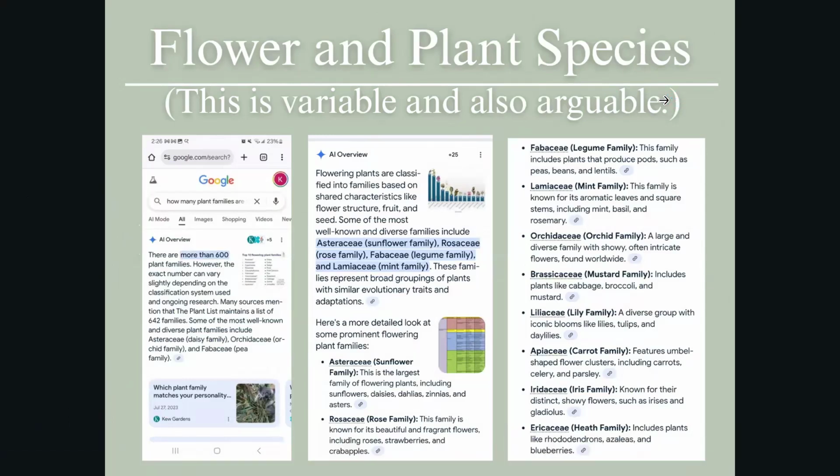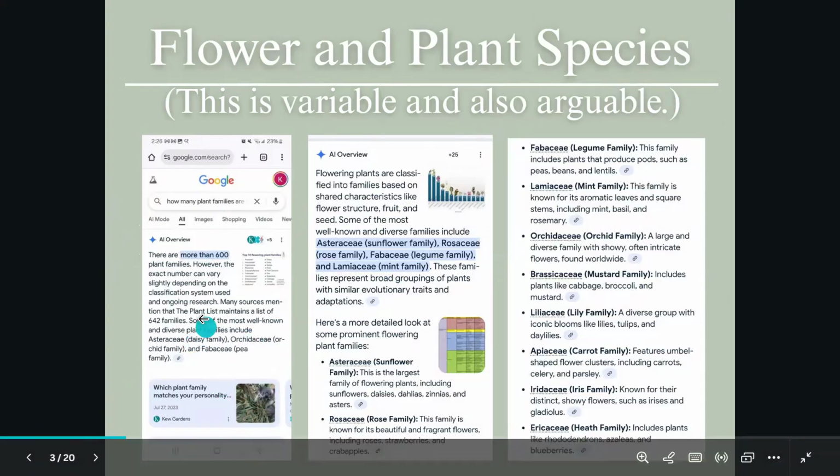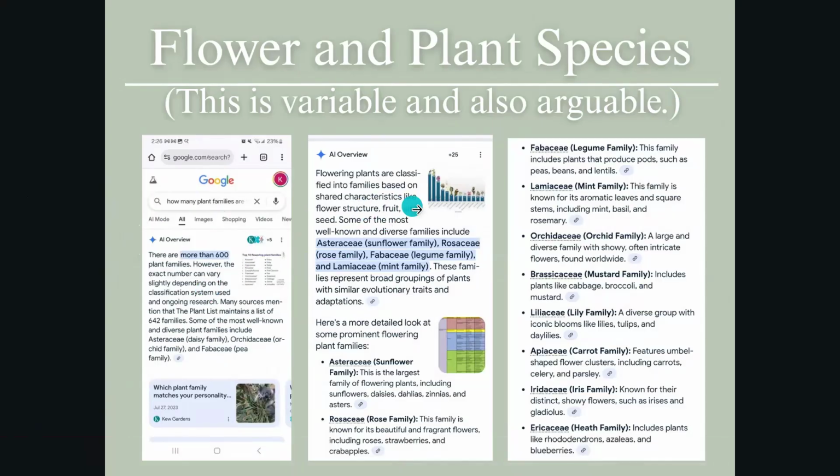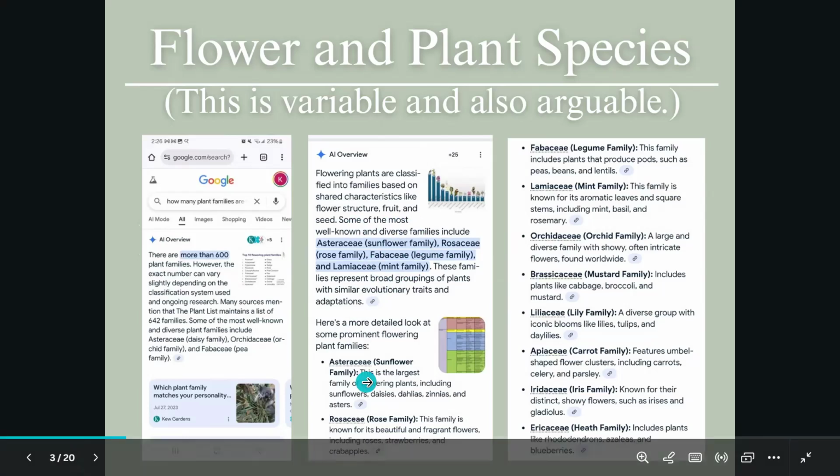I did a little research on flowers specifically, flower and plant species. I went straight to Google, typed in how many plant families are there, and it said there are more than 600 plant families. However, the exact number can vary slightly depending on the classification system used and ongoing research. So 600 different families. They are split based on shared characteristics: flower structure, fruit, and seed. And then it has the list of the most common ones for plants, flowers specifically.